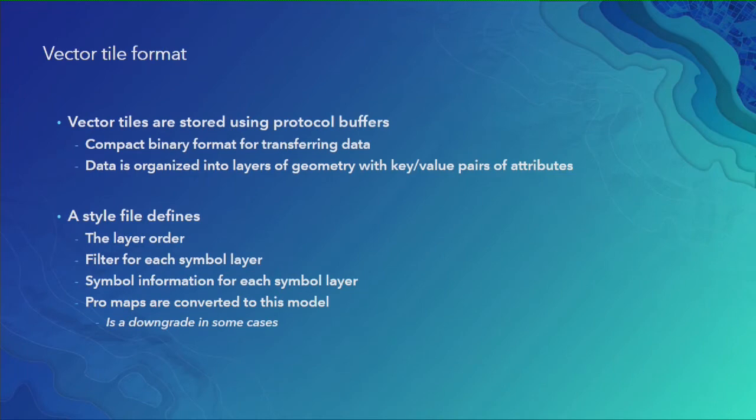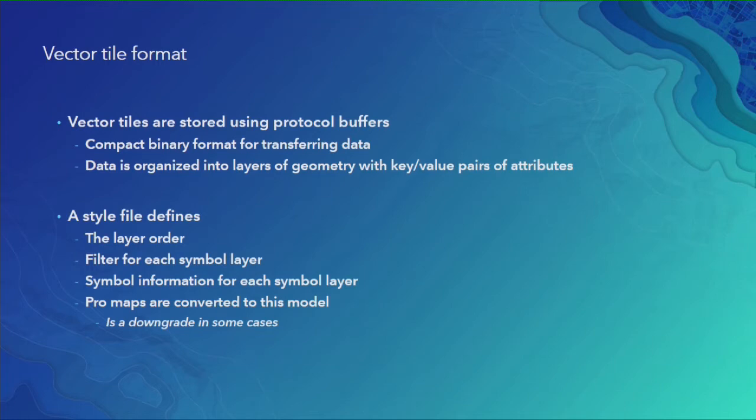Okay, we'll dive a little bit into how vector tiles work. So the vector tile format, I said, is a protocol buffer specification. If you were to crack open the binary in an individual tile, you'll see that it's data that's organized by essentially layers of geometry with key value pairs of attributes. It's actually called a feature in the vector tile specification, but it's not a full-fledged GIS feature. It's really just the minimal attribution and geometry needed to draw on the map.